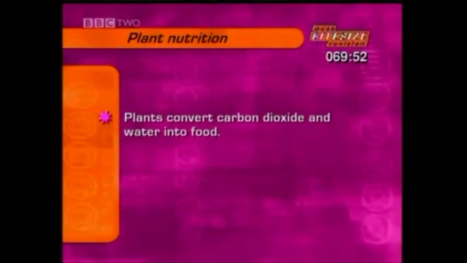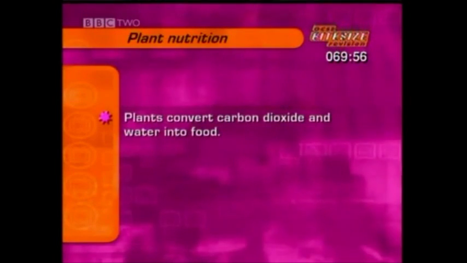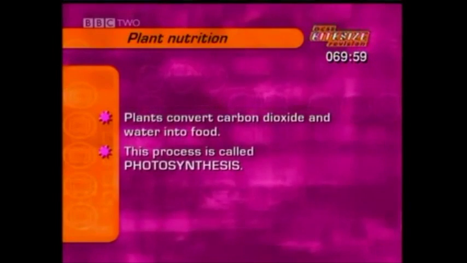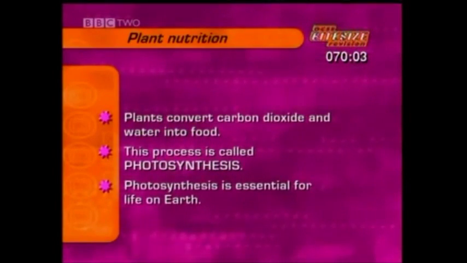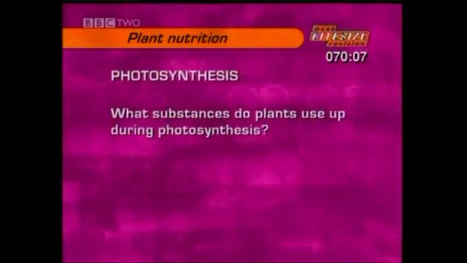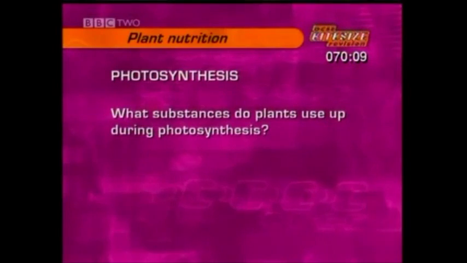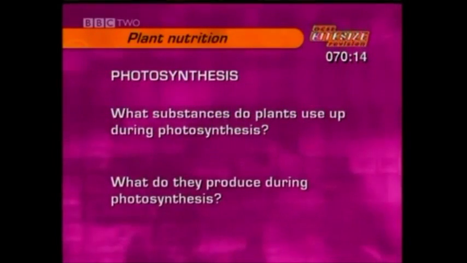Plants convert carbon dioxide and water into food in the form of carbohydrates. That process is called photosynthesis. Photosynthesis is an essential process, not just for plants, but for all life on Earth. As you watch the following clip, note down the substances that plants use up during photosynthesis and what they produce while they're doing it.